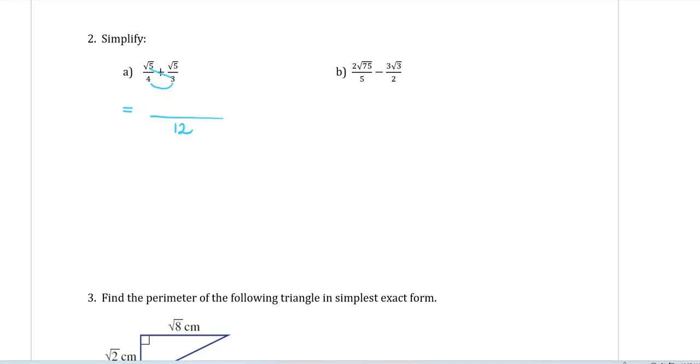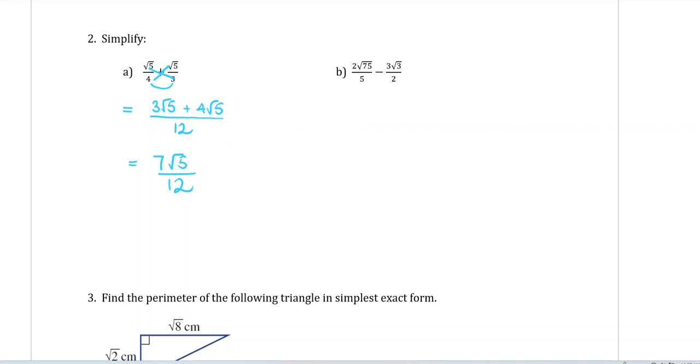And then timesing diagonally, I would get 3 times root 5, which is 3 root 5, plus 4 times root 5, which is 4 root 5. Now the top of that fraction I have like surds. 3 plus 4 makes 7 root 5 over 12. Check to see if there's any simplifying that can be done, like if 7 and 12 could simplify down, but they can't, so that's my answer.